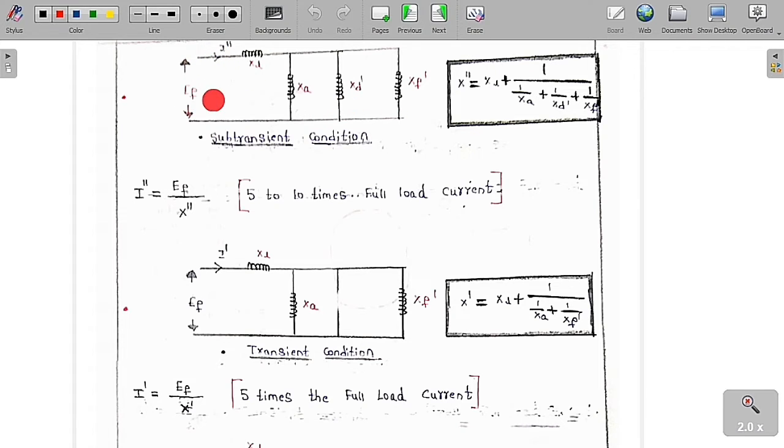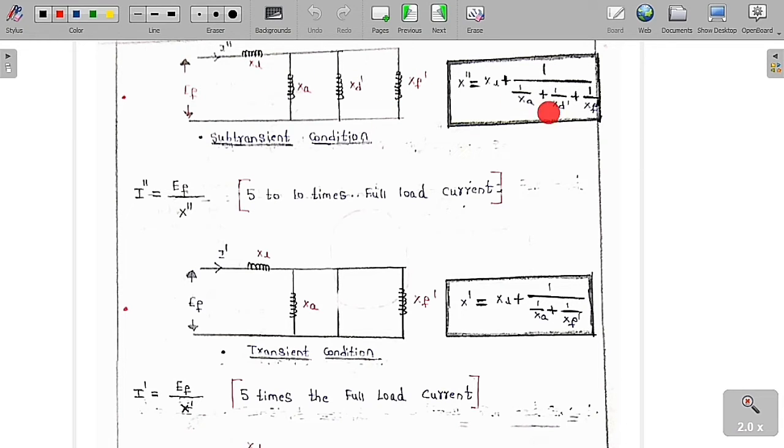So therefore EF is the EMF induced in the subtransient condition per phase, and I double dash, I already told you, is the current flowing in the subtransient condition, so it is called the subtransient current. If you want to find the overall subtransient reactance, these three are in parallel, and then you have to go for the series addition.